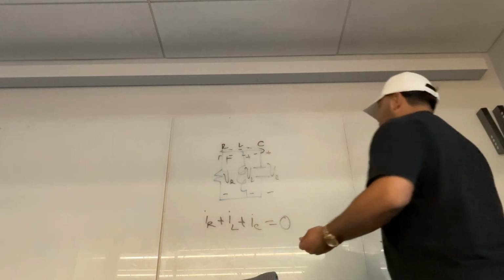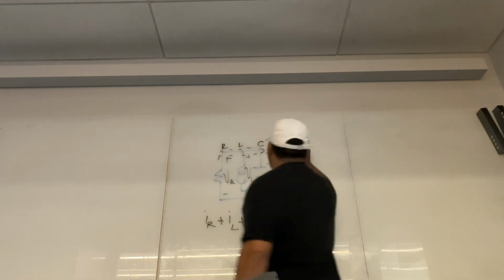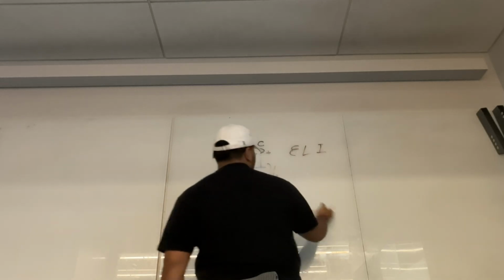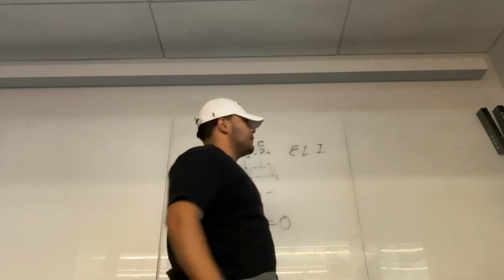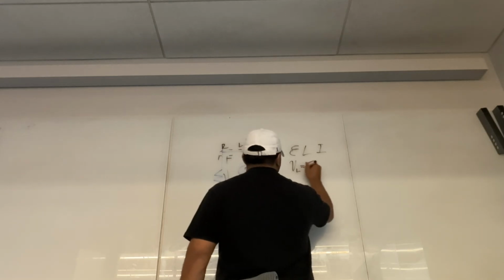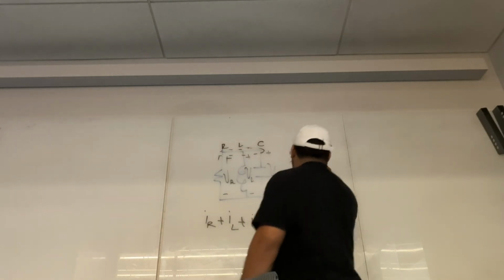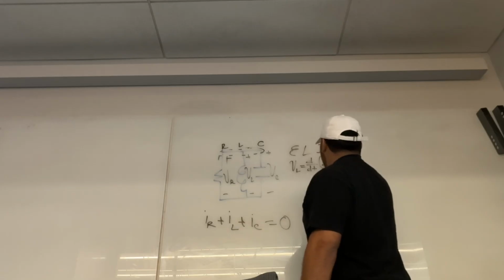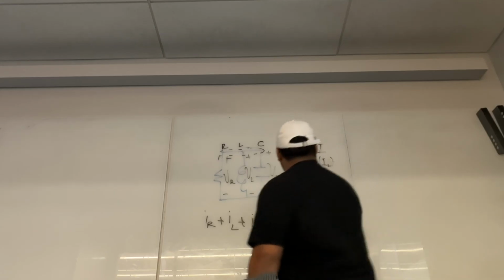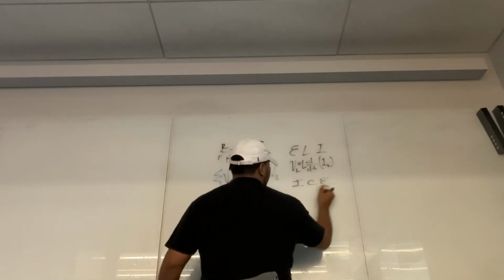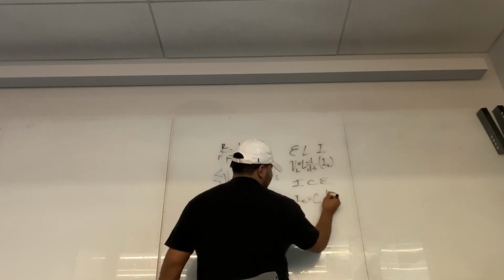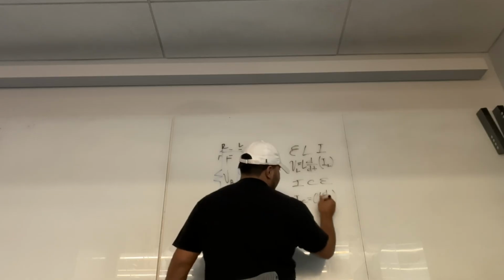So the next thing is, we should remember the acronym ELI and the acronym ICE. The acronym ELI tells us the electromotive force is equal to the inductance times the derivative of the current. So that means that V sub L is equal to L times d over dt of I sub L. And that means that the ICE acronym stands for I sub C is equal to C times d over dt of V sub C.